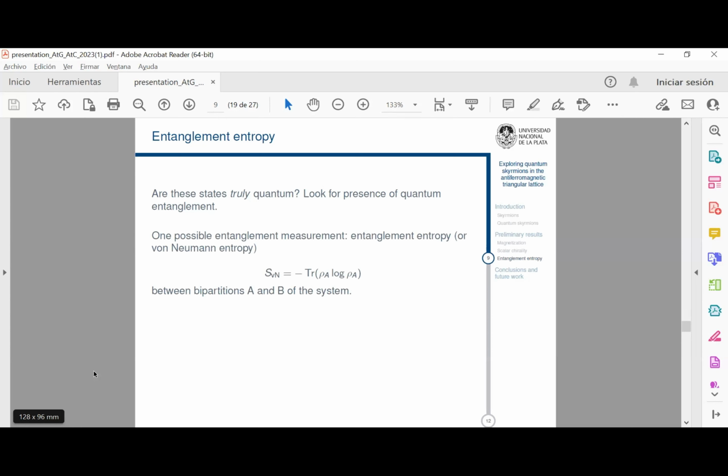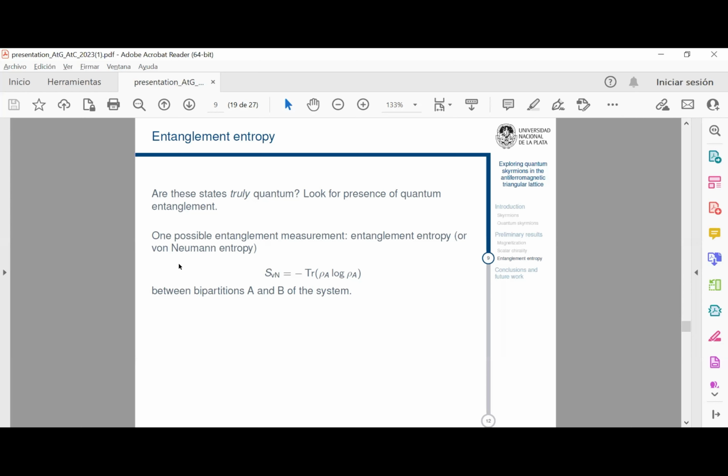There are different ways of measuring the entanglement, and one of the entanglement measurements that could be used is the von Neumann entropy or entanglement entropy, which is given by the expression here below. Rho sub A is the reduced density matrix of the subsystem A, and in order to obtain the entanglement entropy, what you do is to take your whole system and just divide it into two chunks, into two subsystems, which I will be labeling as A and B.